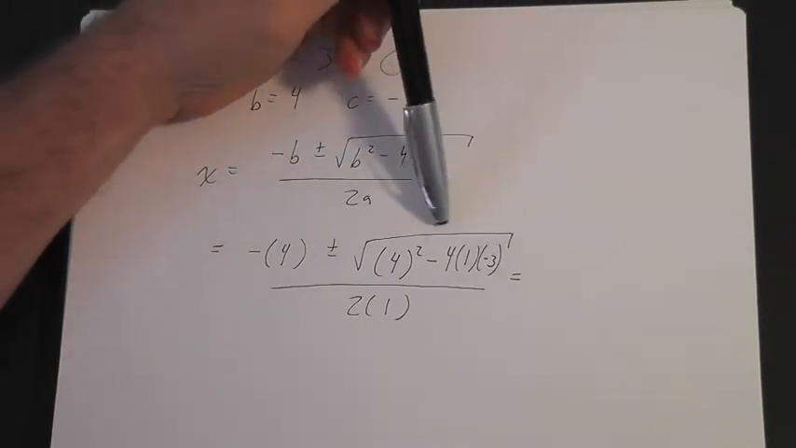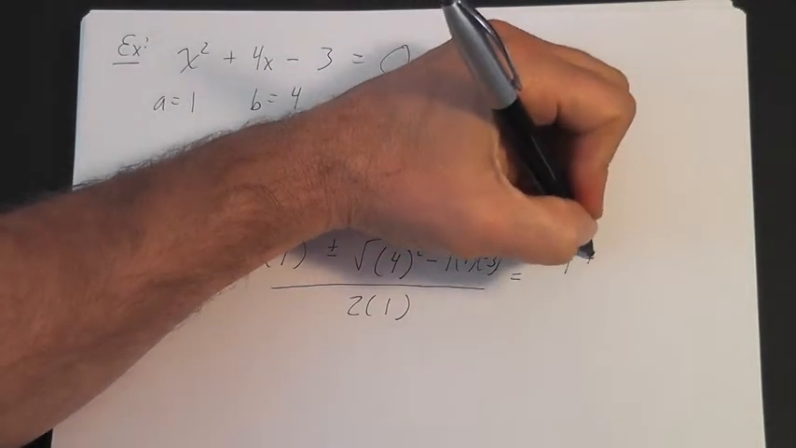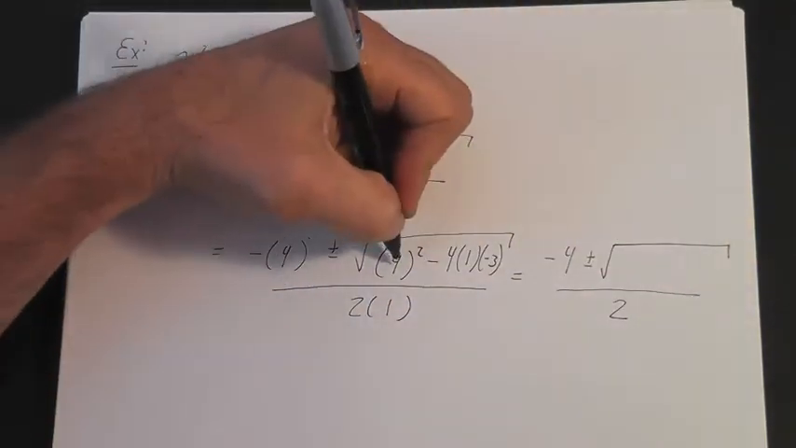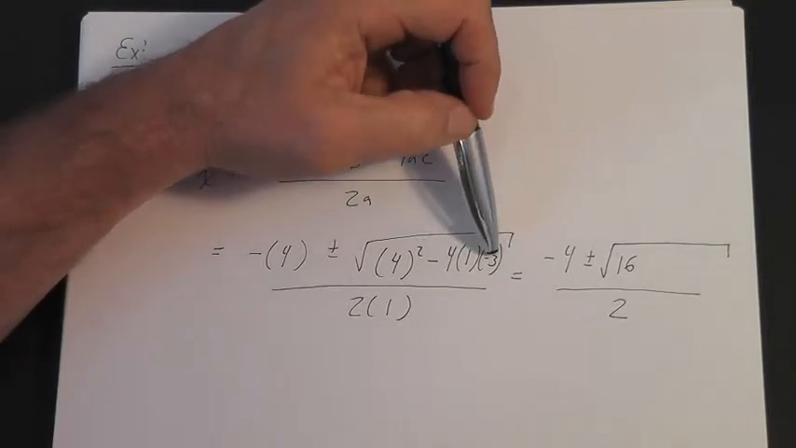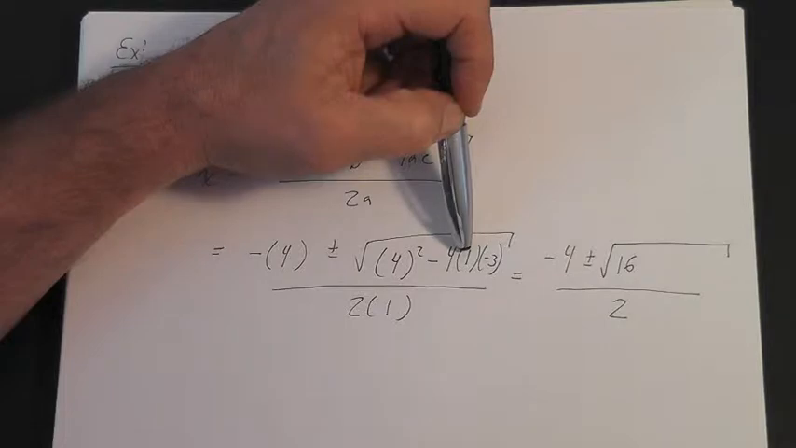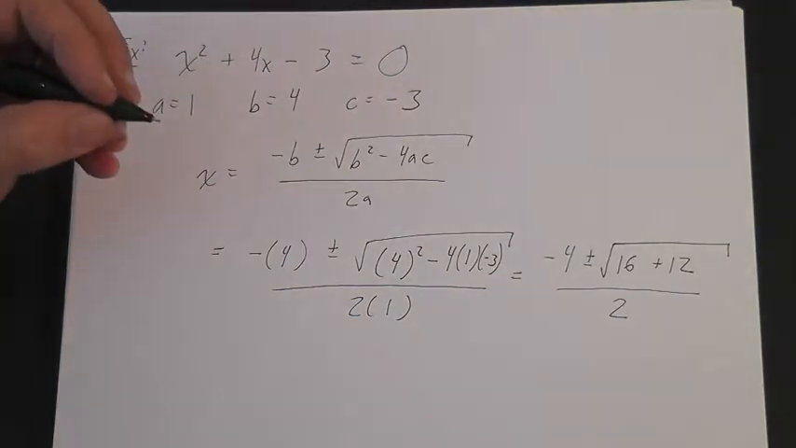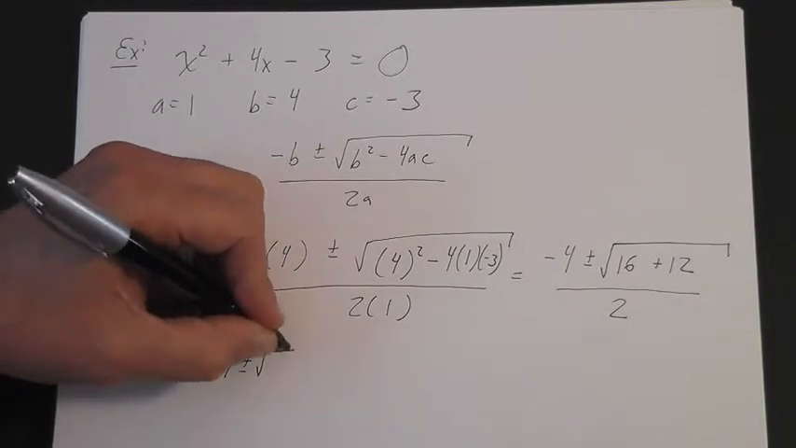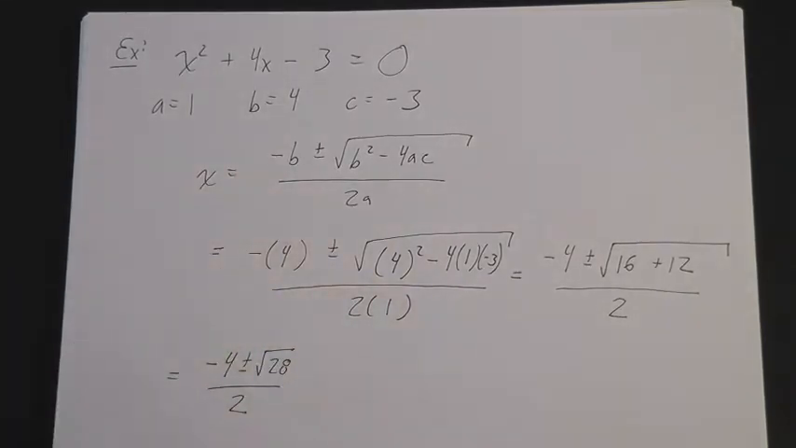Now at this step, what I do is I only do what's underneath the square root here. So that's minus 4 plus or minus square root over 2. And 4 squared is 16. Now this is a negative times a positive times a negative. A negative times a positive is a negative, times a negative is a positive, so that's going to be plus 12. And then I'm going to have minus 4 plus or minus the square root of 28 over 2. And this is actually your answer. It's not simplified yet, but that's your answer there.